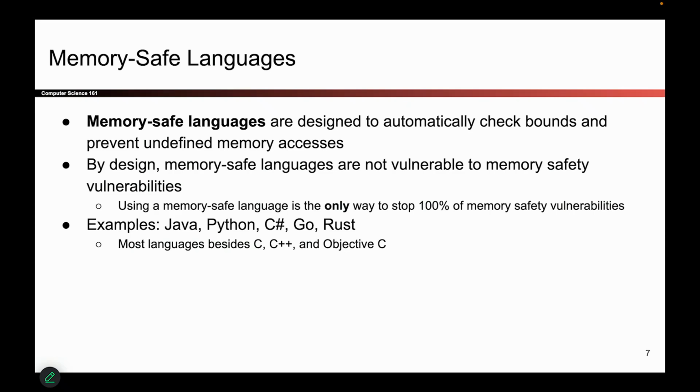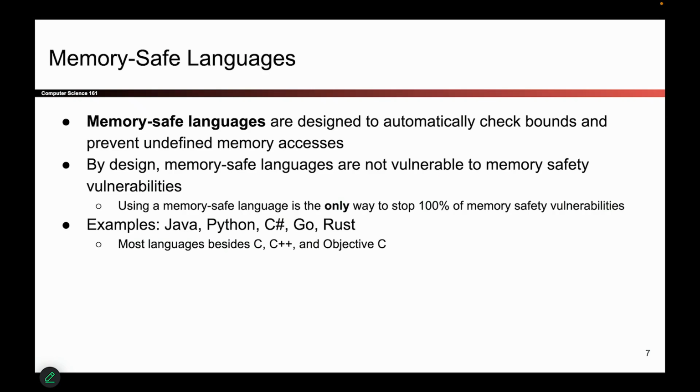C is not one of them. C is a language where if you define an array of size 5 and you ask for item number 6, C will gladly let you access that item even though it's out of bounds. So with memory-safe languages, the people who built the language added automatic bounds checking, and so these languages do not have memory safety vulnerabilities.